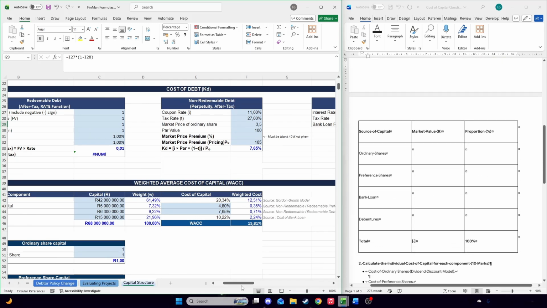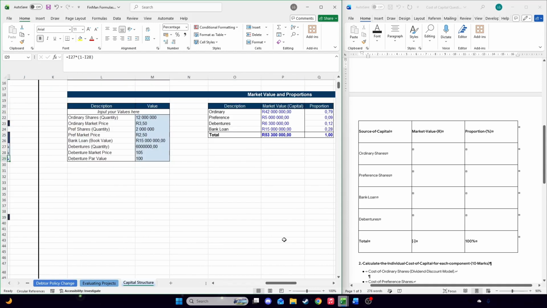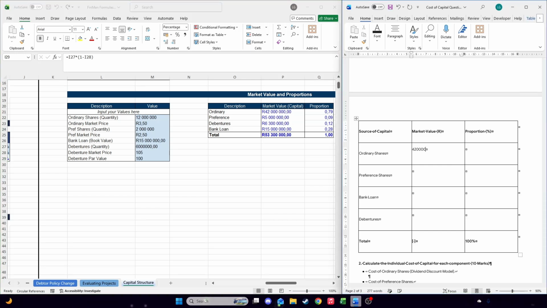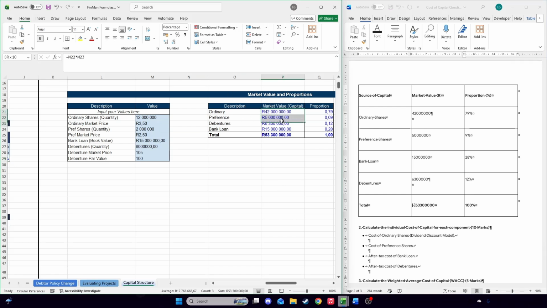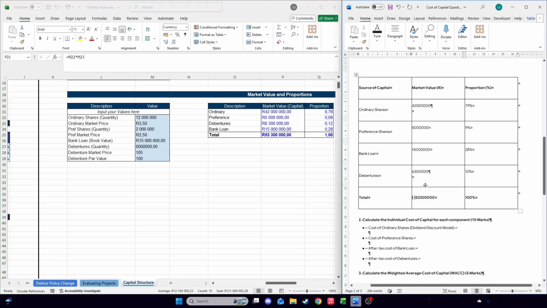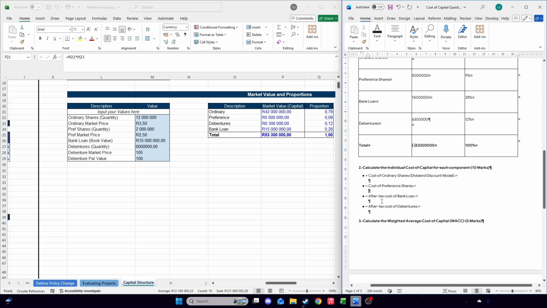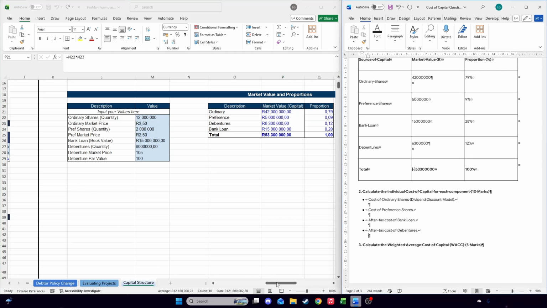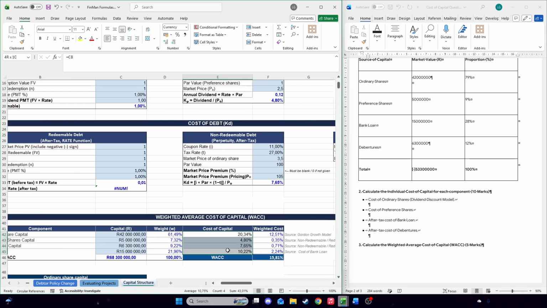And you can then also insert your answers into the sheet over here. So I'll speed up the video as I insert all of the answers over here. So I've just put the values of this one in right over here, and the cost of ordinary shares, cost of preference shares, after tax and so on can be found right over here. So you'll just insert those.